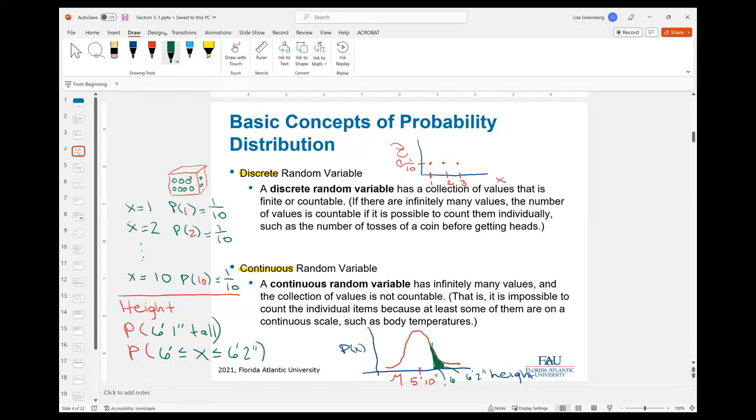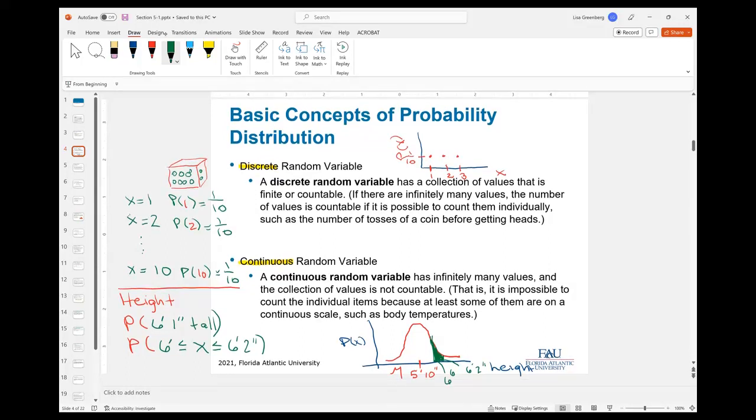Let's see. It's not possible to count the individual items because at least some of them are on a continuous scale, such as body temperature, height, right? When you're growing, you don't go from 4 foot 1 inch to 4 foot 2 inches, right? You have to hit every single number in between, whatever those heights are. And there's infinitely many of those. So this is continuous, and I can draw a graph. Notice my graph is a continuous graph. It doesn't stop somewhere. Whereas these are just dots, this is a continuous line. Okay, hopefully that makes sense.